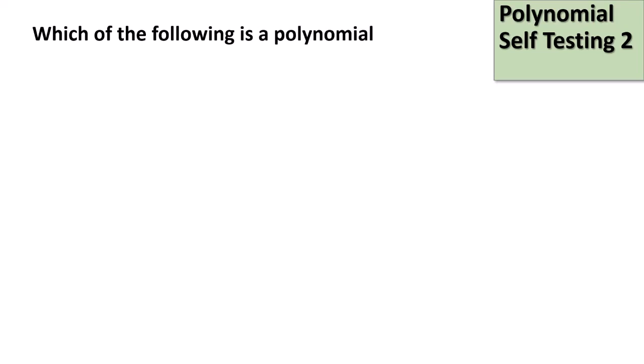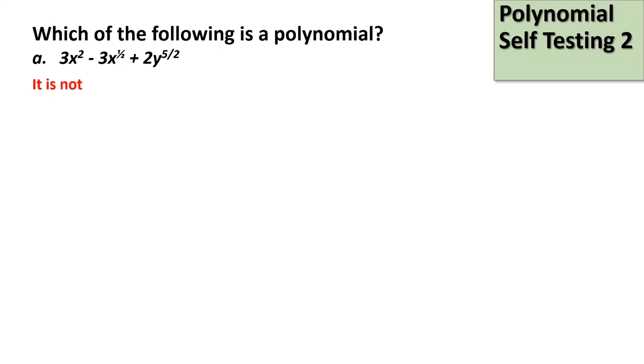Okay, let's move towards polynomial self-testing 2. Which of the following is a polynomial? Part A, 3x square minus 3x power half plus 2y power 5 upon 2. It is not a polynomial because it has fractional exponents like 1 upon 2 and 5 upon 2.